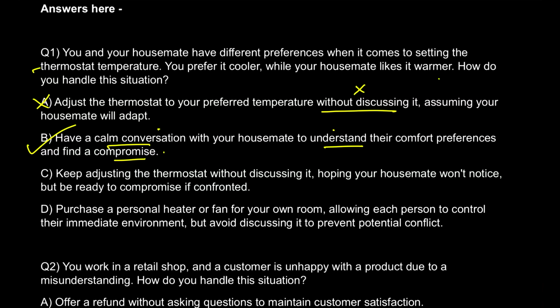Option C: if you're adjusting without discussing and then when you confront, you compromise, this is something which practically people do a lot, but here we don't have to act practical. Here we have to act emotionally intelligent, so this is wrong. Purchasing a personal heater and going out on your own room, allowing each person to control their immediate environment, sounds very practical again. But remember, here we are talking about sharing the house, not the room, and therefore this is not the first immediate step you should take.